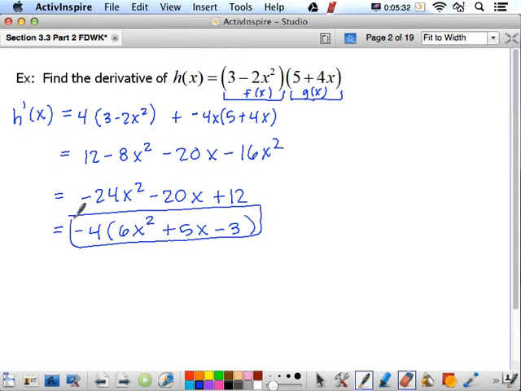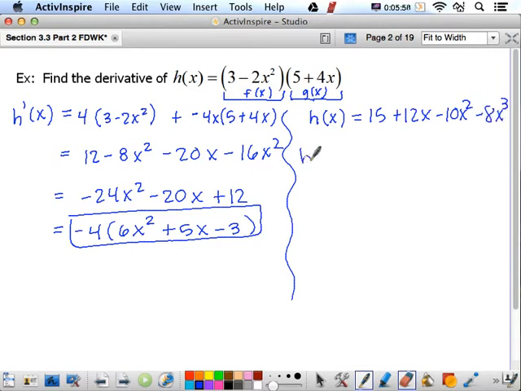Let's look back and just see that we get the same answer if we distribute first and then take the derivative rather than using the product rule. If I distribute first, I get first times first is 15, outer times outer is 12x, inner times inner is negative 10x squared, and last times last is negative 8x cubed.